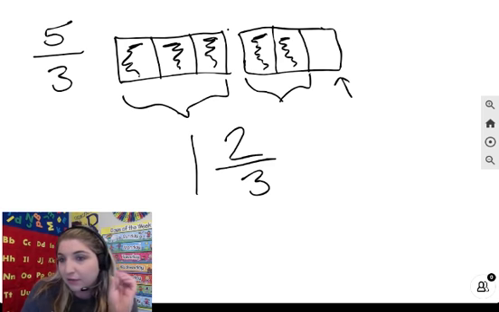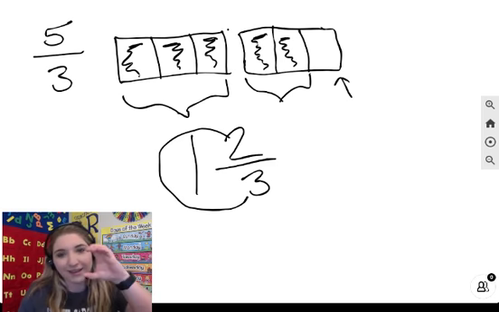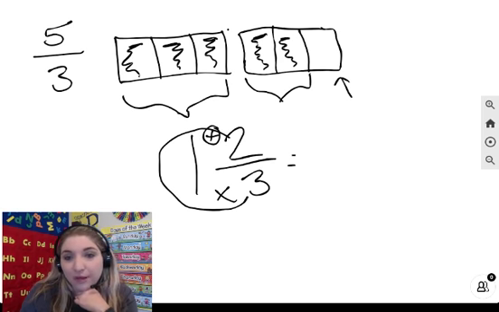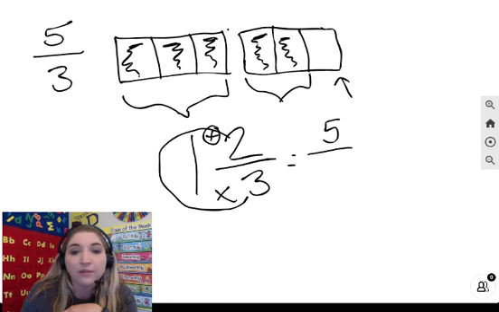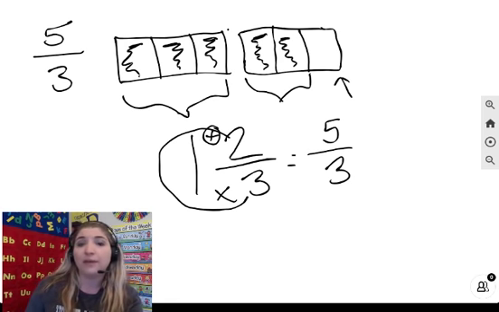Now, remember I talked about using the C method? Using the C method, I always start here at the bottom and I do a really big C, kind of like C for Courtney. And I do 3 times 1 plus 2. So that is 3 times 1 is 3 plus 2 is 5. And then you bring down your denominator, the same denominator. The denominator does not change. So that is how we take a mixed number to an improper fraction.